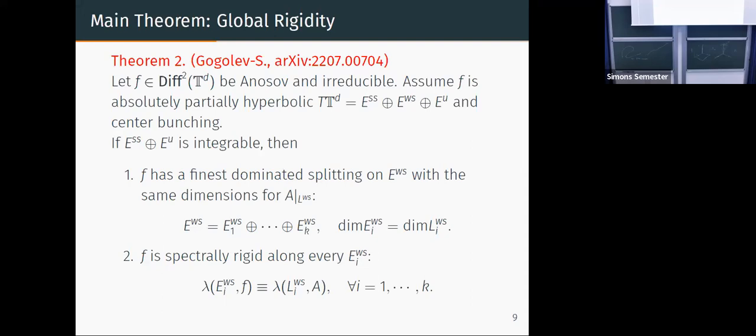Okay, and this tells you that all the exponents of my A in each of these weak stable bundles are the same. So it tells you my F is the same. That is a spectrum rigidity like before. And notice here, I don't assume anything about the genericity of my F, and I don't know the dimension of each bundle. It may be in some sense higher dimension, but okay, that's the global rigidity theory of our main theorem.